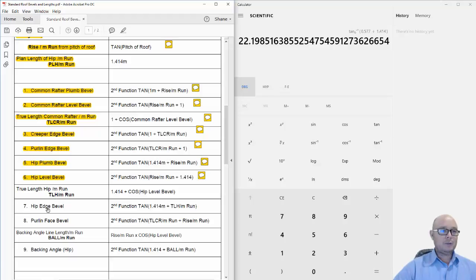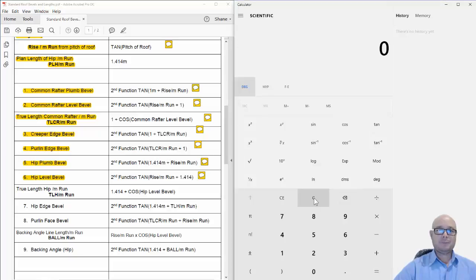Now, before we work out bevel number 7, we need to work out the true length of hip per metre run, which is the TLH per metre run. And to do that, it is 1.414 divided by the cos hip level bevel, which we just worked out, which is 22.2. So we need to just enter that into the calculator. I'll just clear this calculator first.